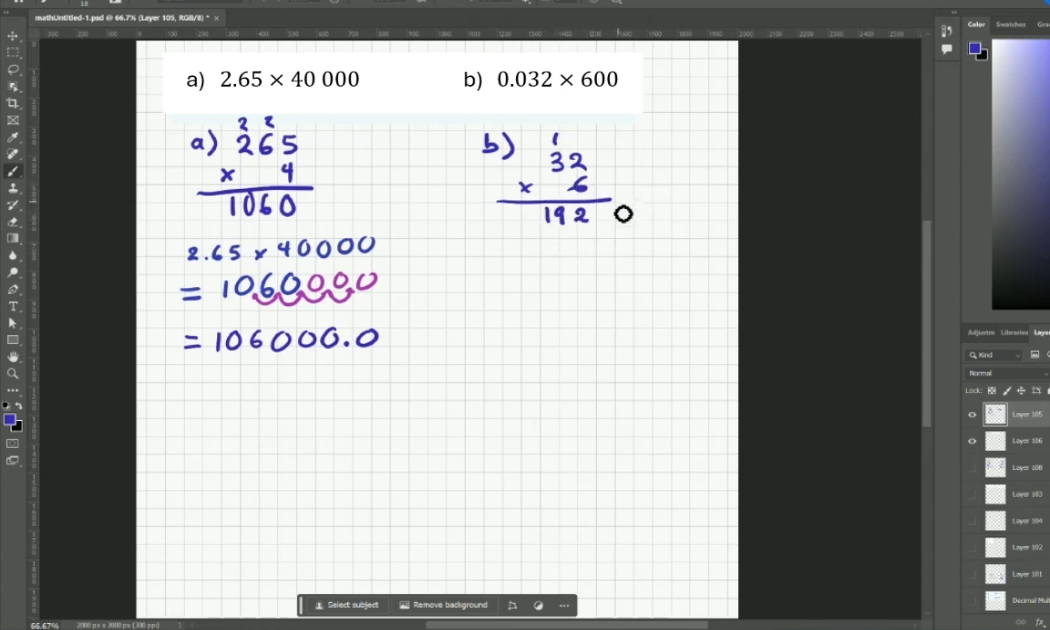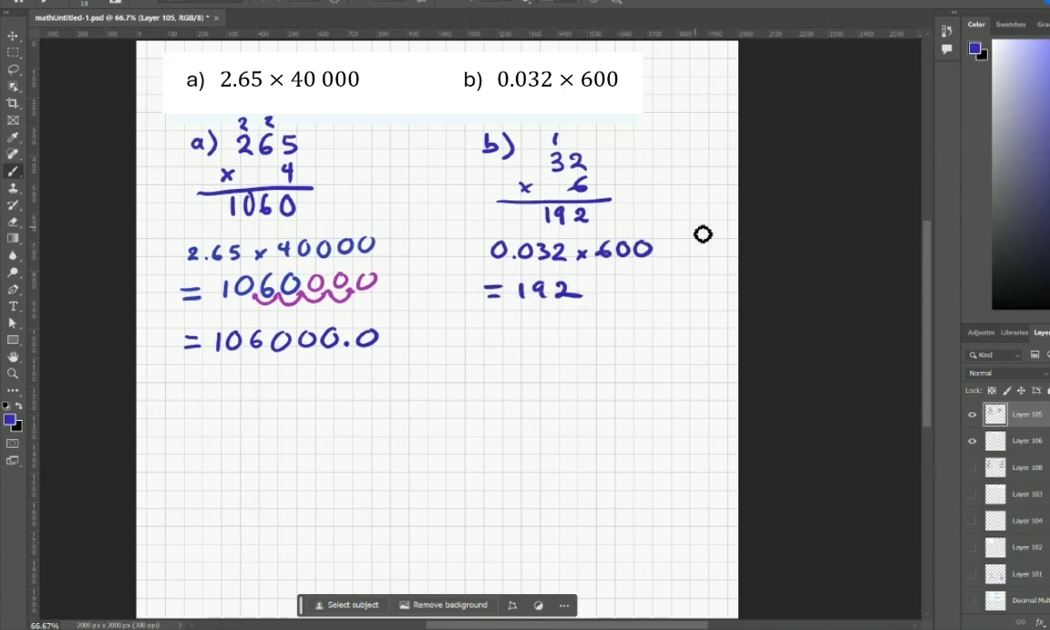Alright, and we're done. Now you could have done that another way. You could have done 6 times 2 is 12 and 6 times 30 is 180 and add them together, but that's a simpler way of doing it. Right, so we're going to reset the question now. 0.032 times 600 is equal to 192.